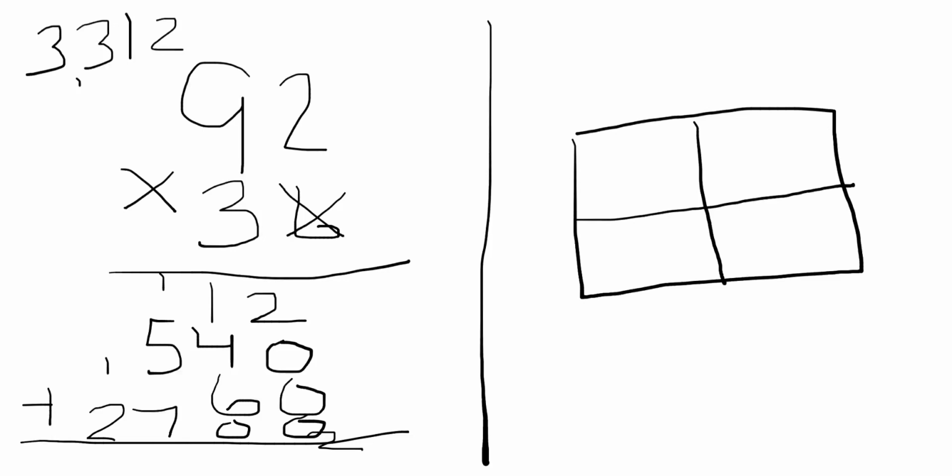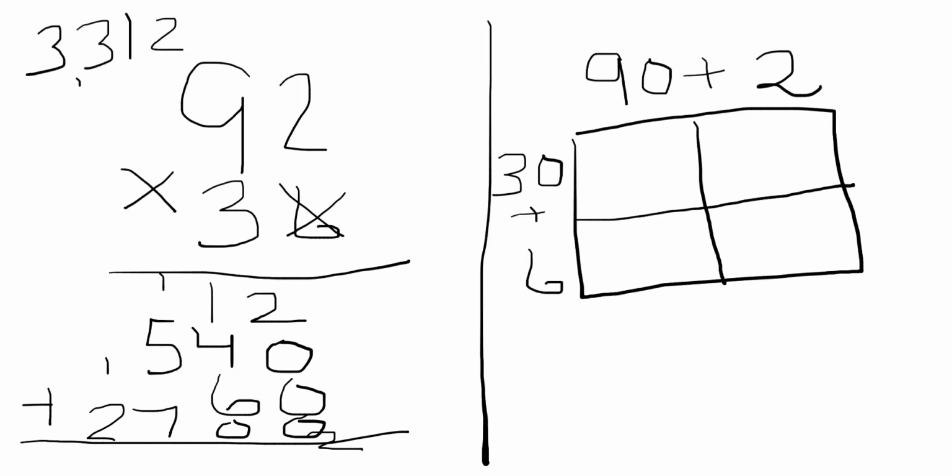And I know when I'm writing this in expanded form, the 9 is worth 90 plus the 2 is worth 2 when it sits in the ones place. Then we have 36, and the 3 is worth 30, and the 6 is worth 6. And let me put my addition sign there. Okay, so now I'm going to go ahead and read this like a multiplication grid and do my work.